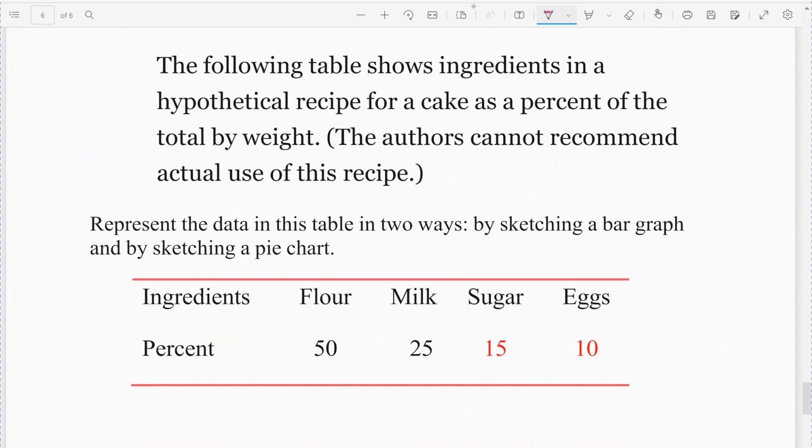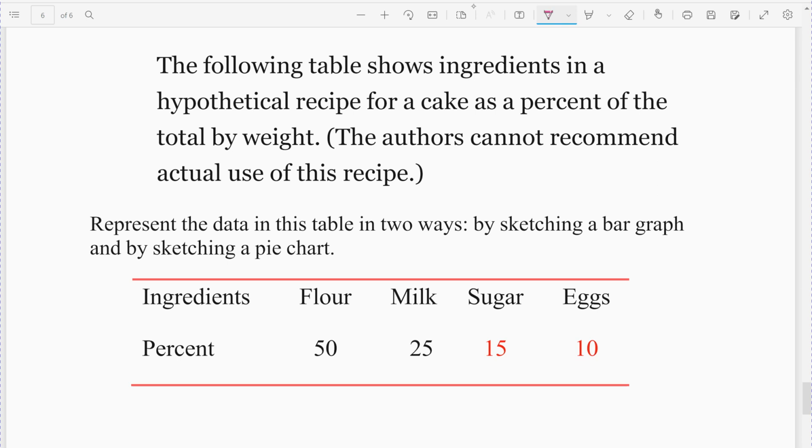All right, so the following table shows the ingredients, hypothetical. It's made up, so it's actually one I pulled from the book. For a cake as a percent by total weight. So it's given to you by weight. The flour weighs so much, the milk weighs so much, the sugar weighs so much, the eggs weigh so much. So we've got flour is 50% of the weight, milk is 25% of the weight, sugar is 15% of the weight, and eggs is 10%.